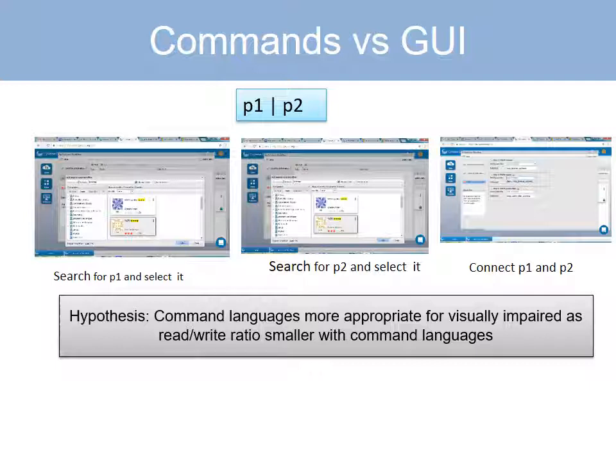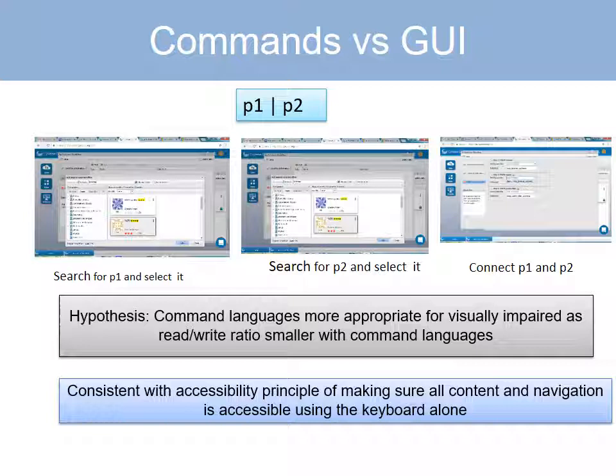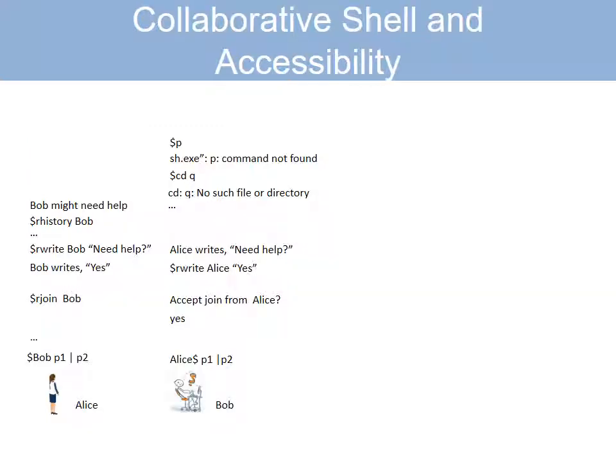But the command languages would be more effective. So that would be an interesting study to do: are command languages really better for the visually impaired? And that would be consistent with the accessibility principles, saying that content and navigation is accessible through the keyboard alone. What about the collaborative shell in accessibility?